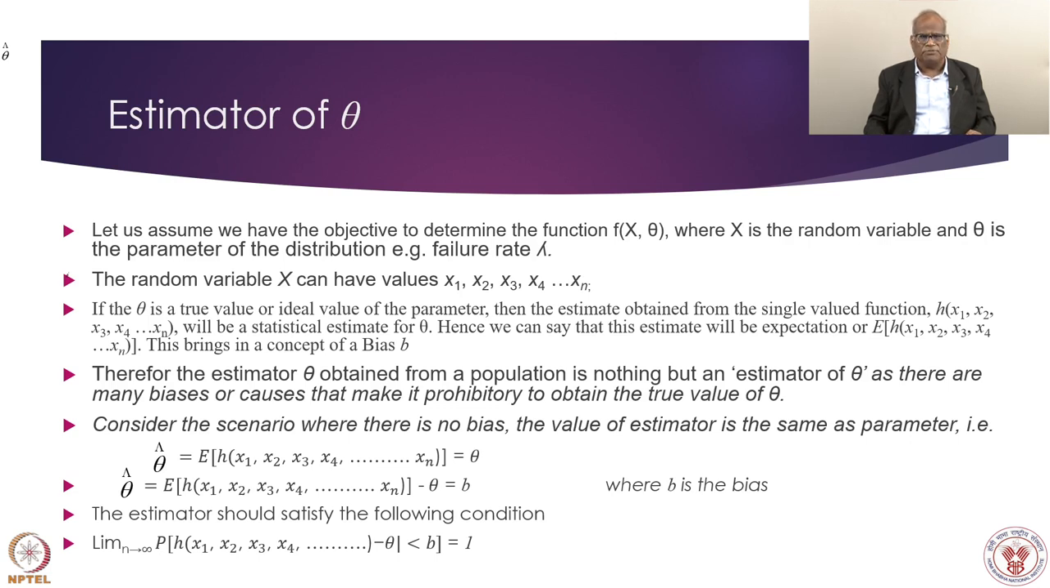So the estimator should satisfy the following condition. That means the probability of |h minus theta| being less than the bias is equal to 1. Okay? So this is the theoretical projection of how we deal with the estimator of theta. That means theta is the parameter of the distribution, theta cap is the estimator, and there is a bias. So theta cap minus theta is the distribution value minus theta, and that gives you the bias, that is the residual. And then finally, as the limit of n tends to infinity, that means the sample size tends to infinity, then definitely we'll have the complete spectrum. So the condition is that the probability should be 1. Probability should be 1, then only we'll call it an estimator.